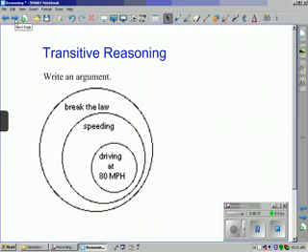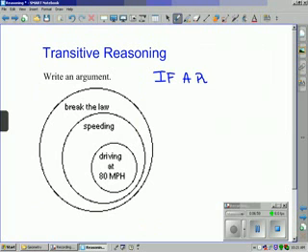Our last reasoning is transitive reasoning, and it says to write an argument. And in this Euler diagram, we see that there are 1, 2, 3 rings. So it is a conditional statement. There are 1, 2 different conditional statements. Our first one, starting with the innermost circle, will be the hypothesis, driving at 80 miles an hour.